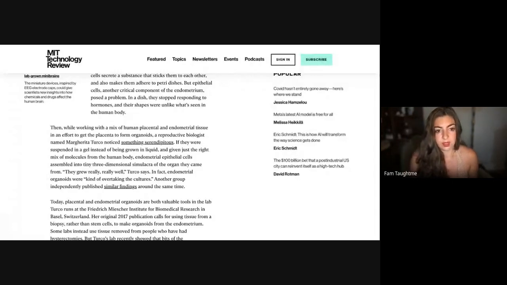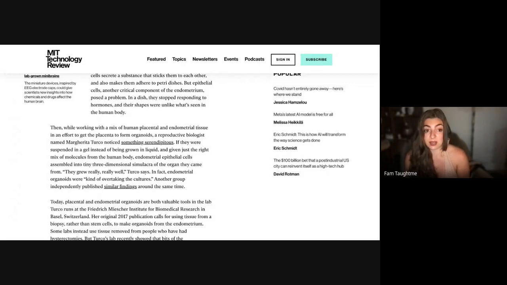And then a reproductive biologist, instead, added both the endometrial and stromal cells, suspended in a gel, and given just the right mix of molecules, they grew. And so they basically created these placental and endometrial organoids, and they used them in the lab. So it's pretty interesting how they're saying that they are using tissue from biopsies rather than stem cells to make organoids from the endometrium.